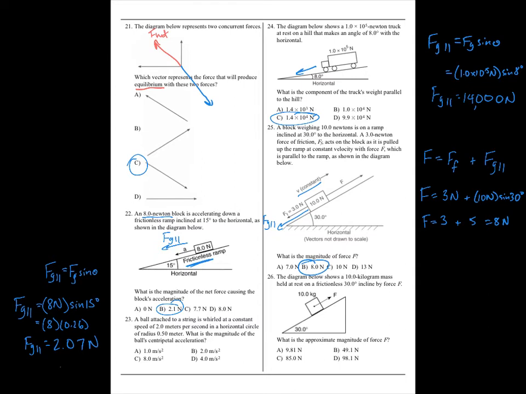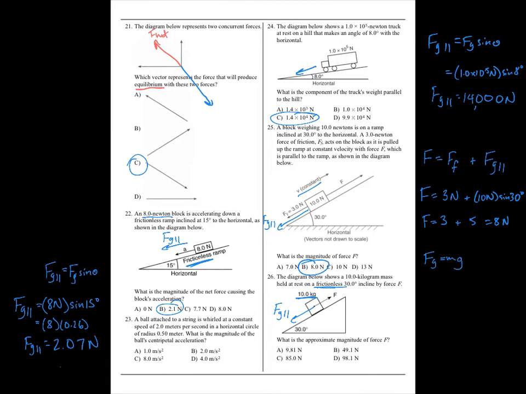Number 26. What is the approximate magnitude of force F? So that means this force F is being counteracted by Fg parallel because we don't have friction. We don't have to worry about that extra thing there. Okay, but they gave us the mass. That means we need to convert that mass into newtons.